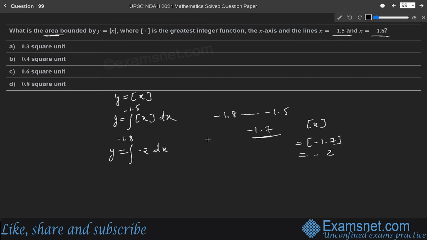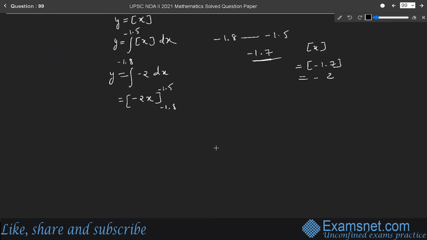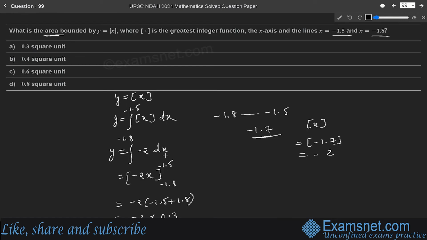So we know that integration of minus 2 will be minus 2x, and the limits are minus 1.8 to minus 1.5. So on putting limits, it will be equal to, take minus 2 common, minus 1.5 plus 1.8. So it will be equal to minus 2 into 0.3, which will be equal to minus 0.6. This is the area, but we know that area can never be negative. So out of all the questions, we will take the positive value, which is 0.6 square unit.